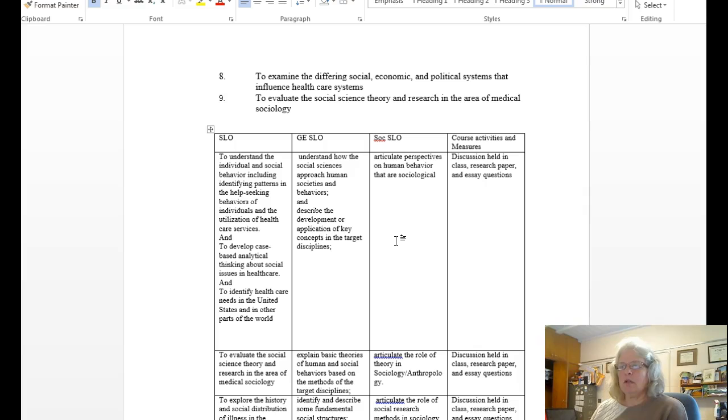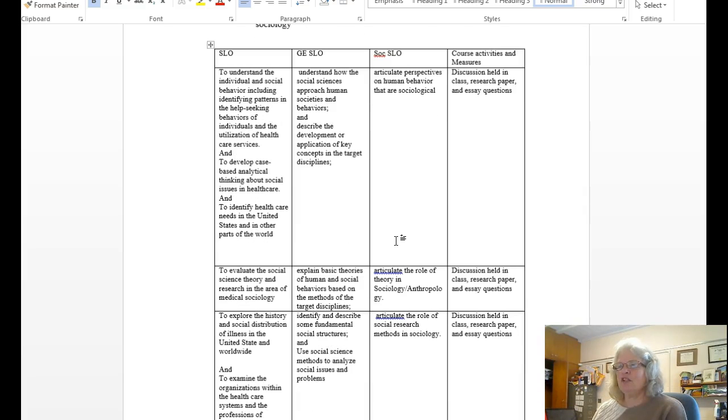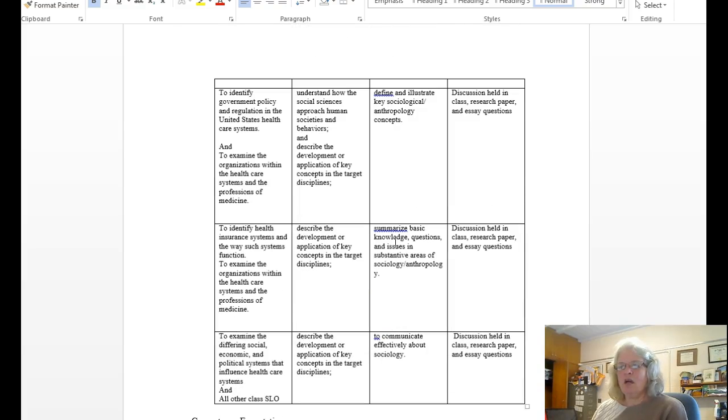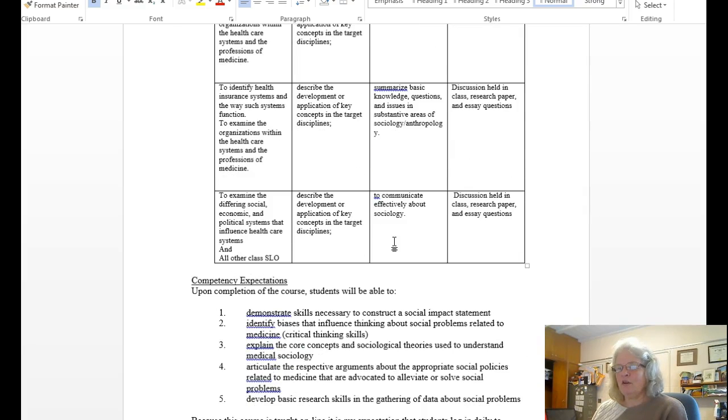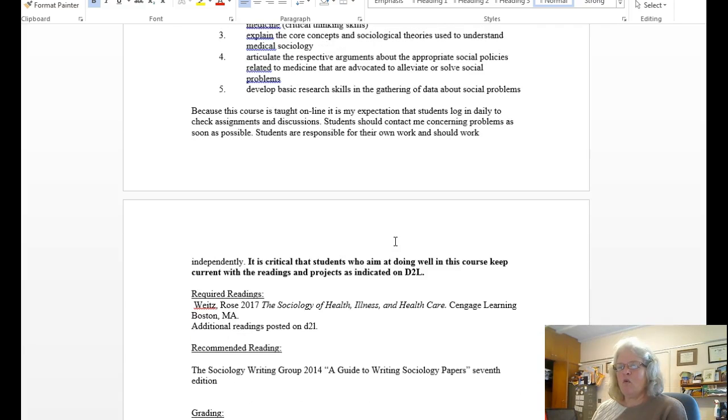This particular grid gives you the SLOs again, and then how they tie to the general education SLOs, how they tie to the sociology student learning outcomes, and how everything is measured. A good thing to look at in all of your courses, but much there for the administration, to see that crossover for courses being approved and accredited.